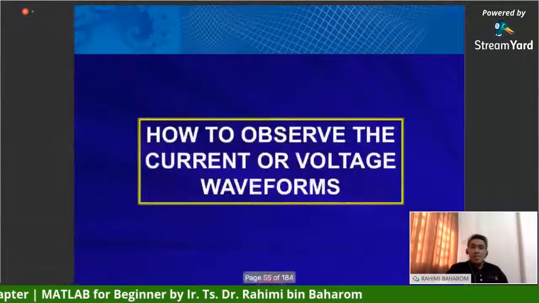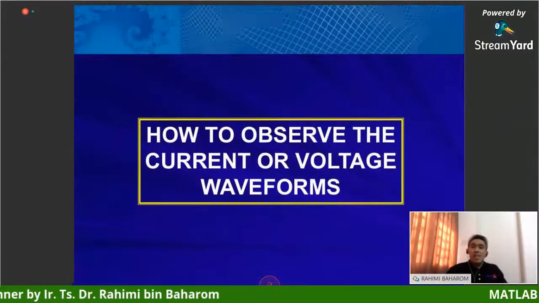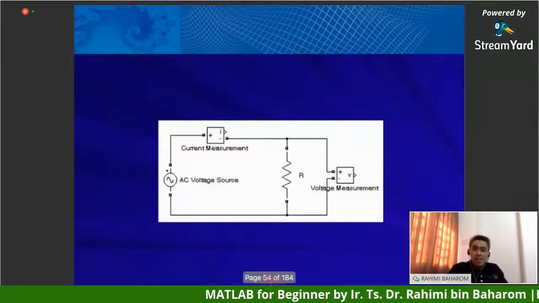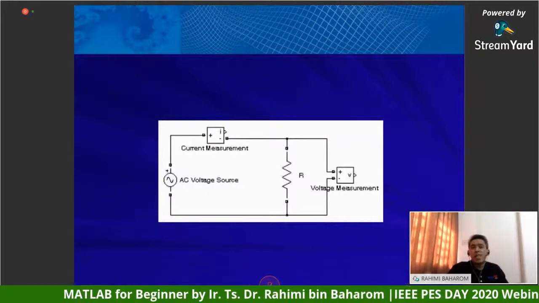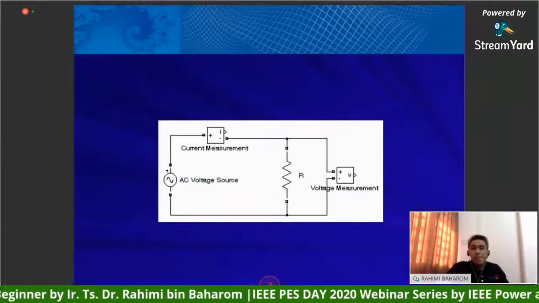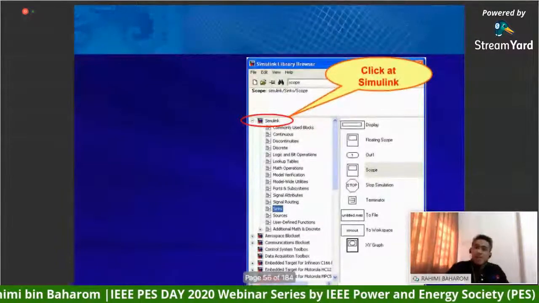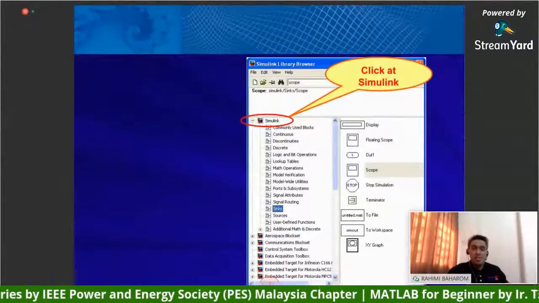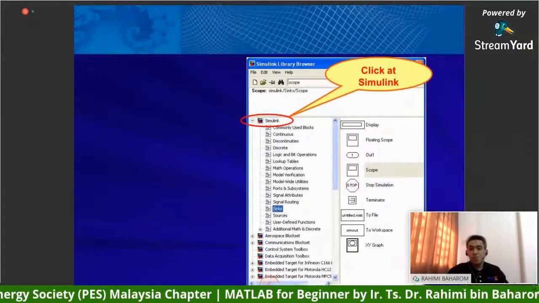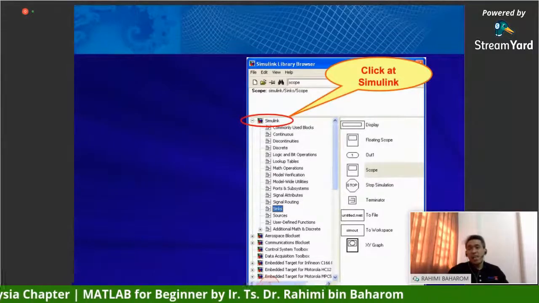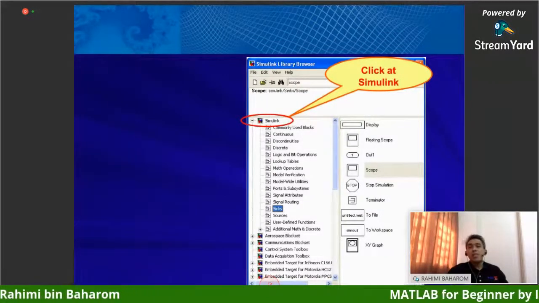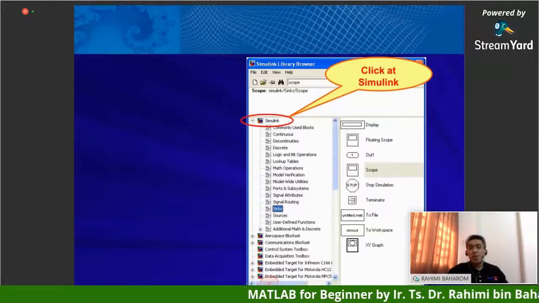Okay. So now, how to observe the current or voltage waveform? We have this circuit, and how do we observe the voltage and current waveform? Similar to when we perform experimental work, where we use an oscilloscope to observe voltage or current waveforms, in MATLAB Simulink we use a scope. So how to find the scope?